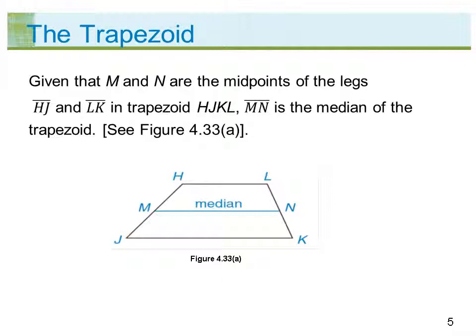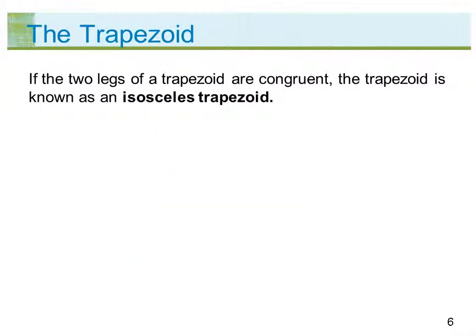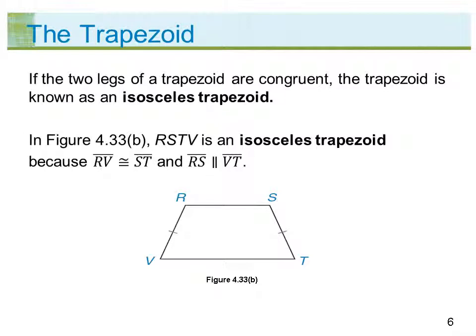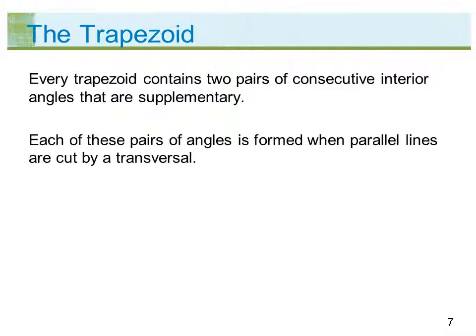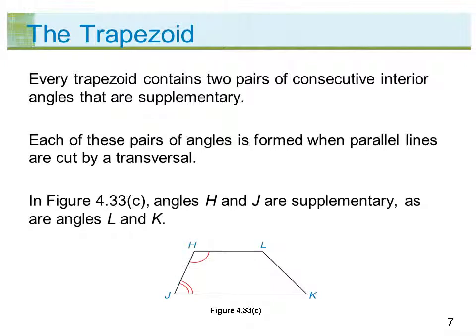See figure 4.33a. If the two legs of a trapezoid are congruent, the trapezoid is known as an isosceles trapezoid. In figure 4.33b, RSTV is an isosceles trapezoid because segment RV is congruent to segment ST, and segment RS is parallel to segment VT. Every trapezoid contains two pairs of consecutive interior angles that are supplementary. Each of these pairs of angles is formed when parallel lines are cut by a transversal. In figure 4.33c, angles H and J are supplementary, as are angles L and K.